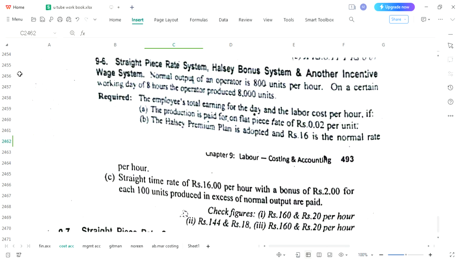Today's target is to solve question number 9.6. The chapter we are dealing with is labor costing, where we usually calculate wages in different ways. As it's question number 9.6, we have already solved 5 questions, which means we know that there is no proforma, no table, and no set lines which would be adopted.